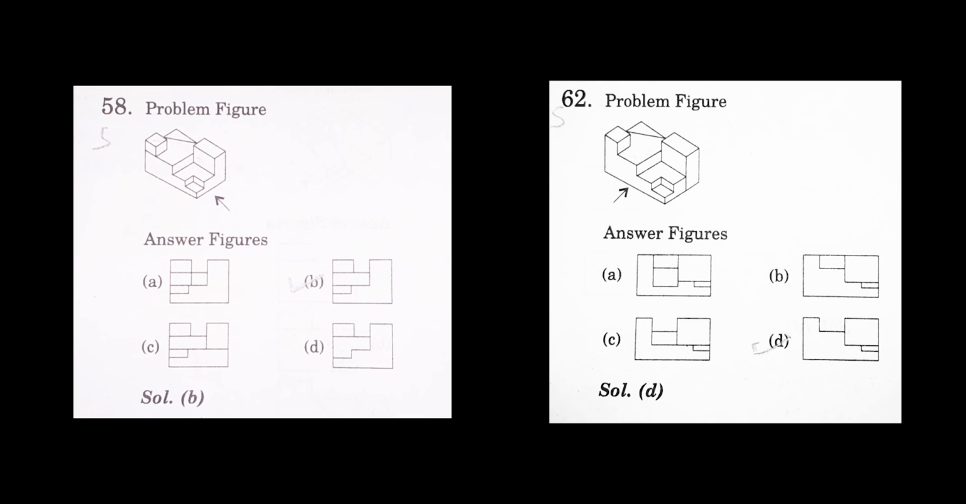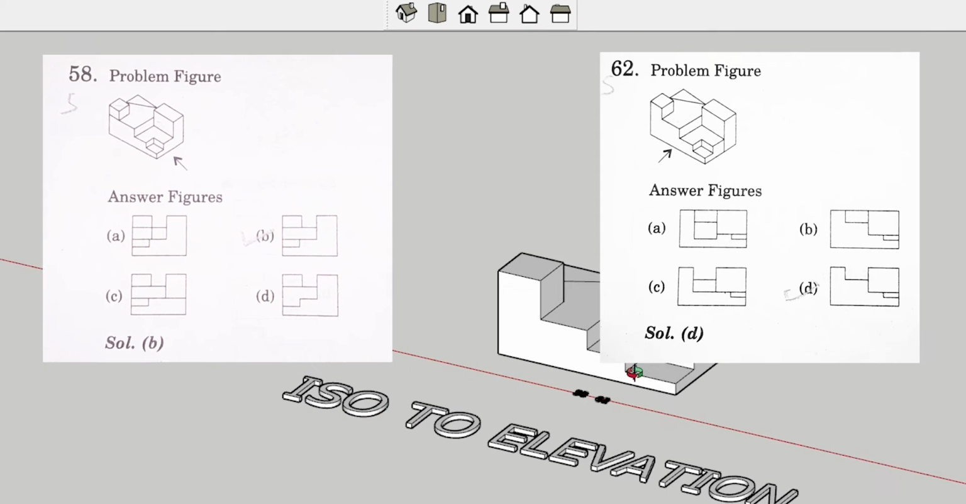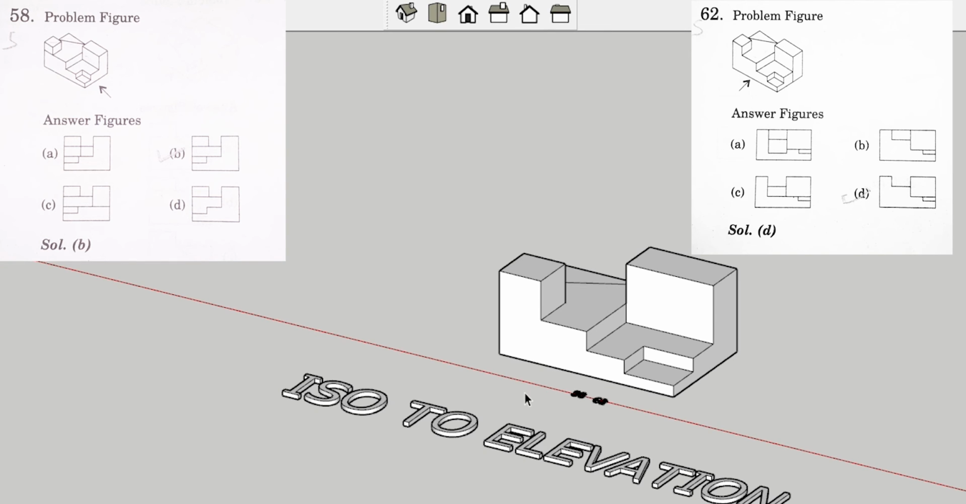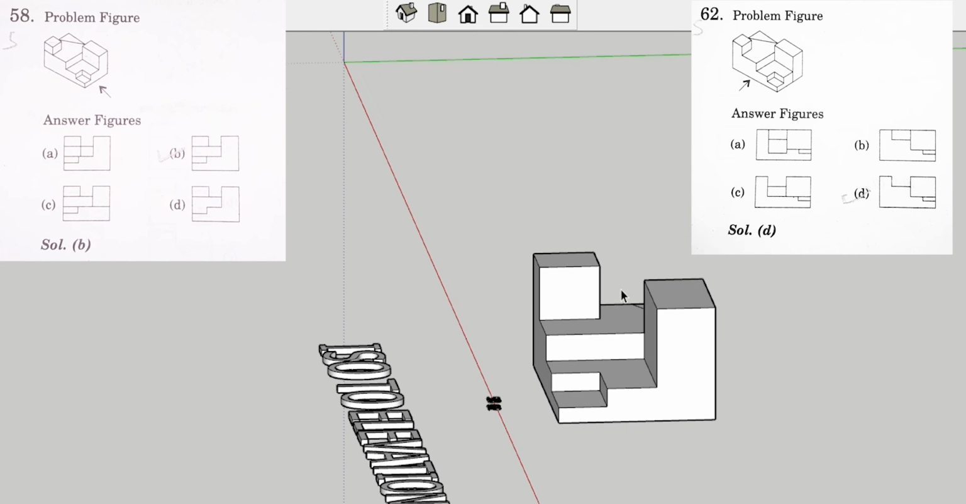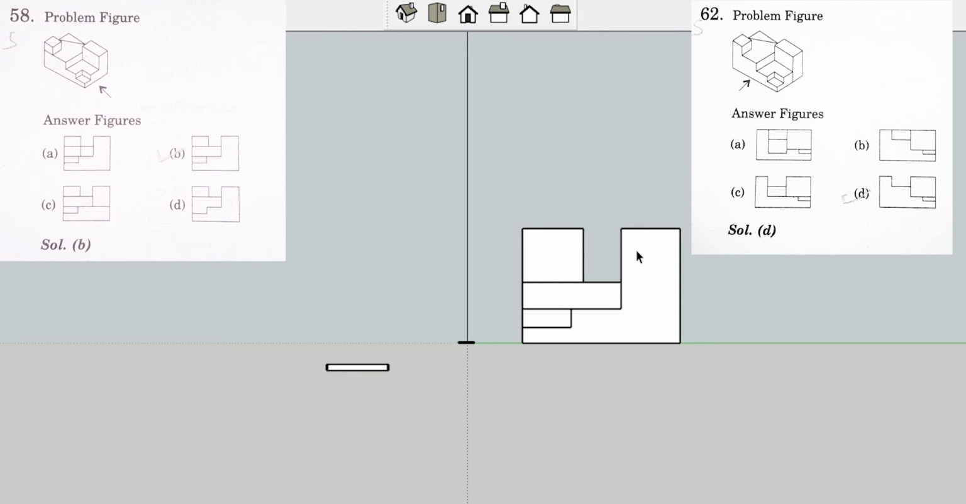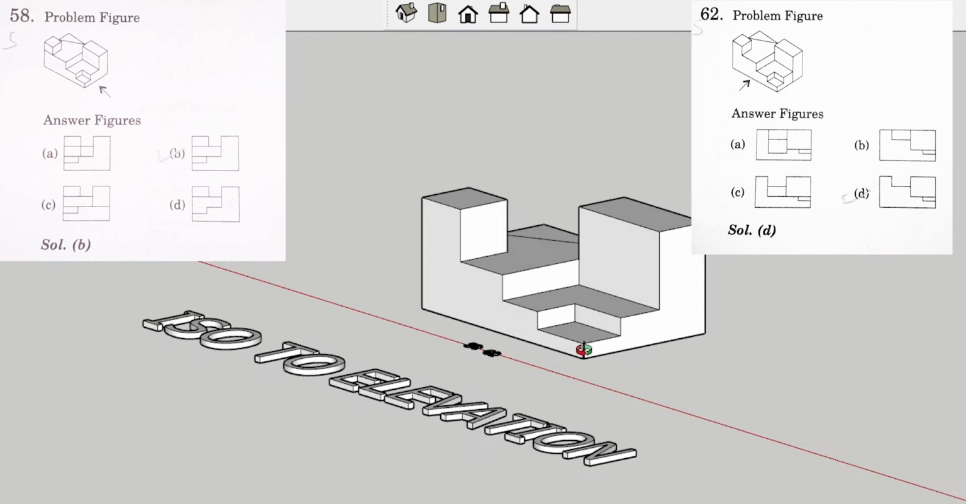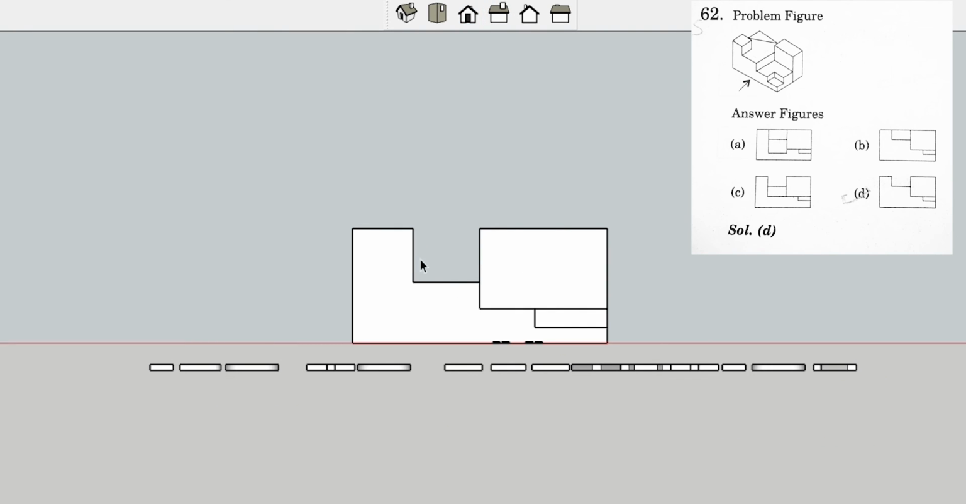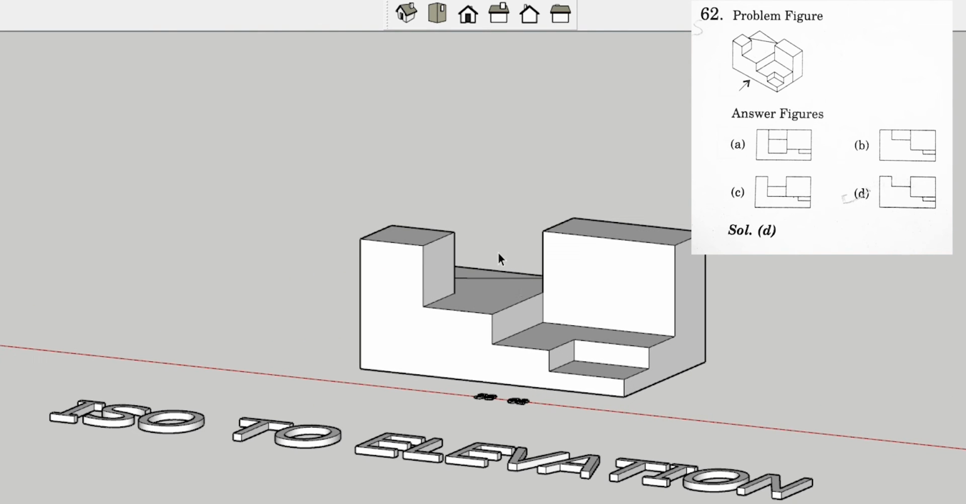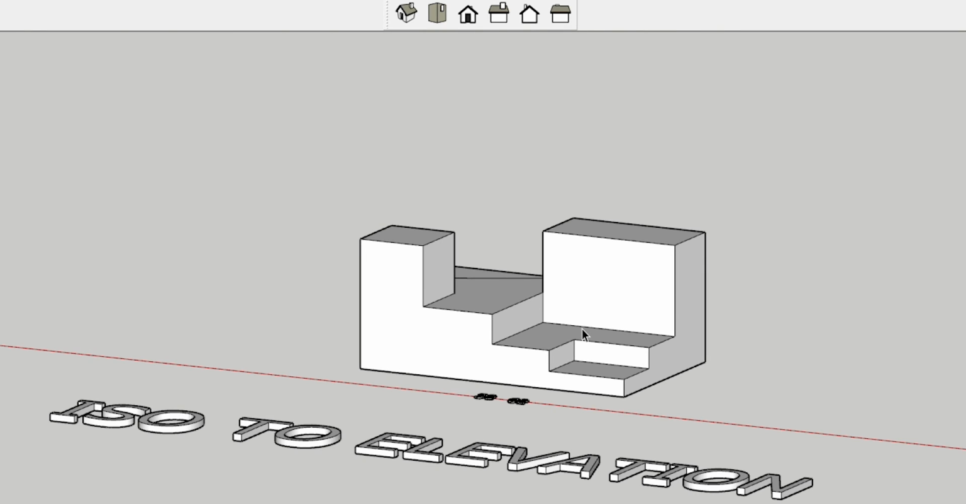So this is the other question, and 2 questions are framed: for one we have to find the elevation from this side, and for the other we have to find the elevation from this side. So from the right side, the elevation that we will get will be like this, and the answer for this will be B. While when we are looking from this side, the elevation would be like this, and the answer for this will be D. So these are the 2 questions that are framed from this single model, and we have to find the 2 elevations. So that's all for today's video.